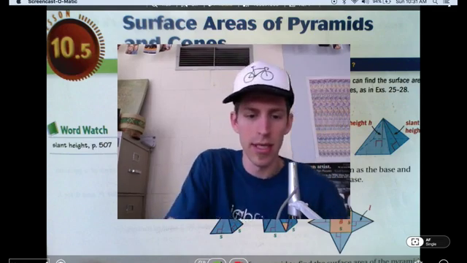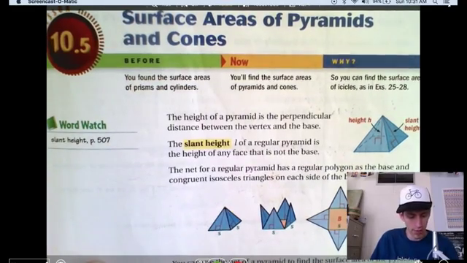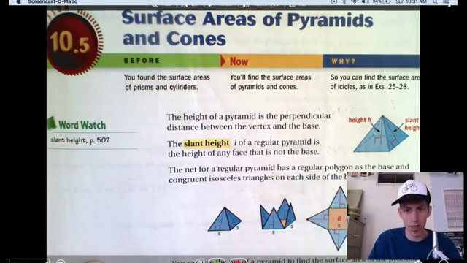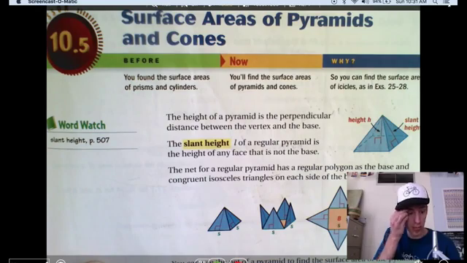Sound good? All right, then all we're going to do is talk about the formula for surface area of a pyramid, and then we'll do one example, and then the formula for surface area of a cone, and we'll do one example, and that should be good.